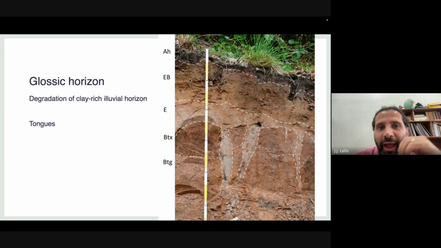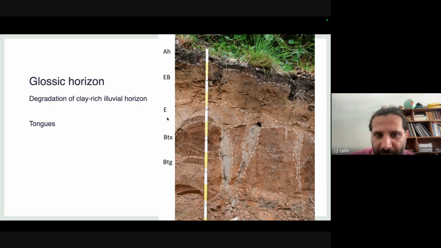In this case, we have an A horizon here with a dark color formed by partial decomposition of organic matter and the melanization of the mineral materials. We have an EB horizon here with a sandy texture, sometimes with a yellowish color. We have an E horizon that's a very well defined E horizon with a sandy texture and even sometimes with albic materials. You can see the whitish or grayish colors.